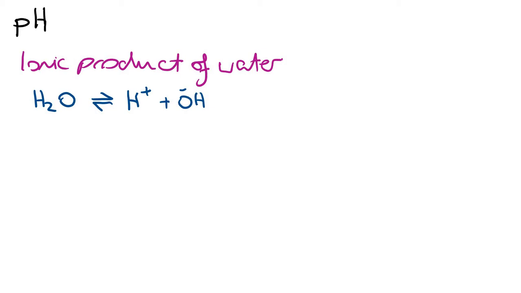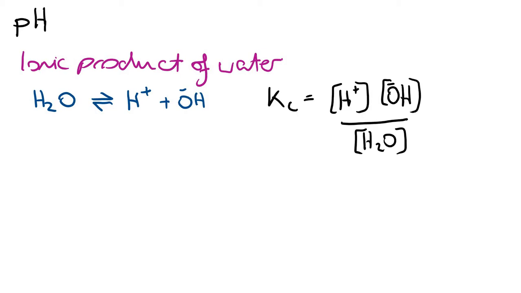For more on equilibrium, see the section on chemical equilibrium on the website. As this system is in equilibrium, we can have a look at the equilibrium constant, and that tells us roughly where the position of equilibrium lies. So the equilibrium constant, or Kc, for this reaction is equal to the concentration of the hydrogen ions times the concentration of the hydroxide ions divided by the concentration of the water.